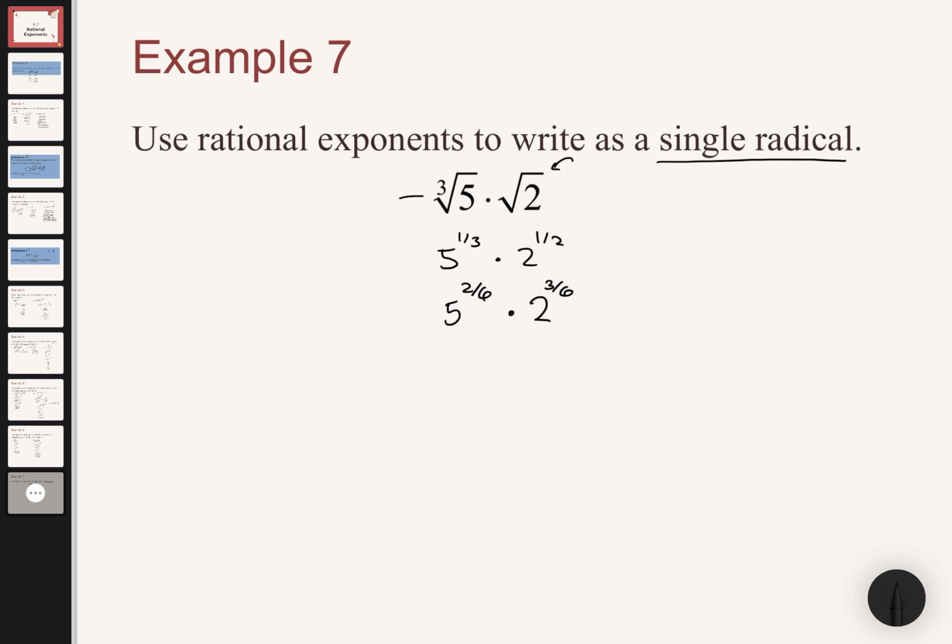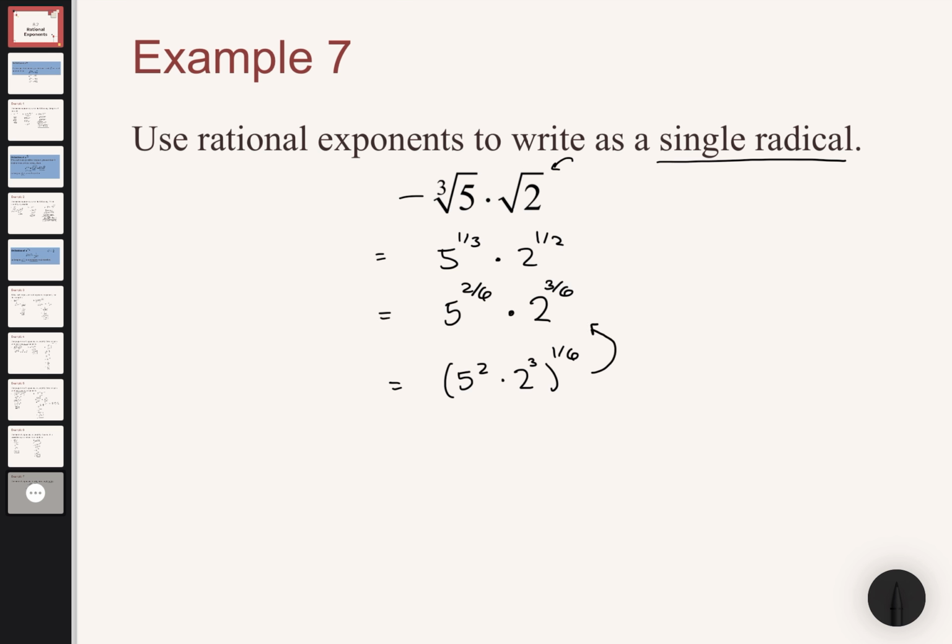Stay with me here, all right? I'm going to rewrite all of this. I should really be putting equals signs. I'm going to rewrite this as 5 squared times 2 cubed to the 1/6 power. I think the easiest way to think this through is in reverse. I could go from this step to this step pretty easily.